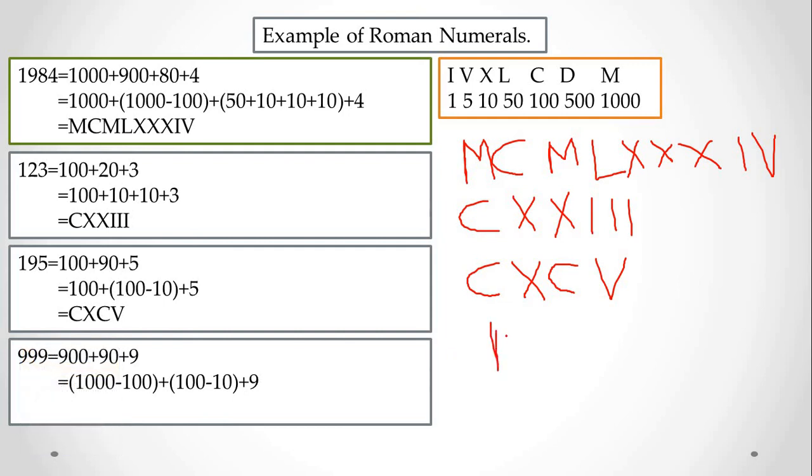1000 means you write M, minus 100. So on this side you write the number, minus 100 means C, and then plus 100. 100 means which symbol is there? C. Minus 10 means here you write X, and then 9 is which number? IX. Up to 10 you should remember that, it is better for you. CMXCIX. So our answer is correct.